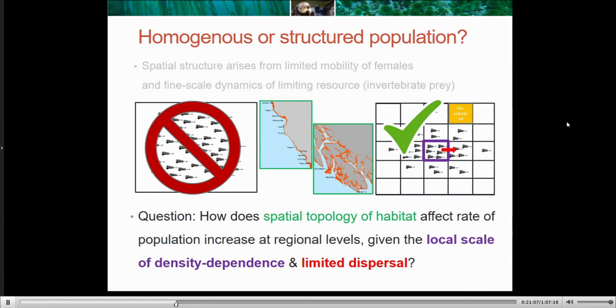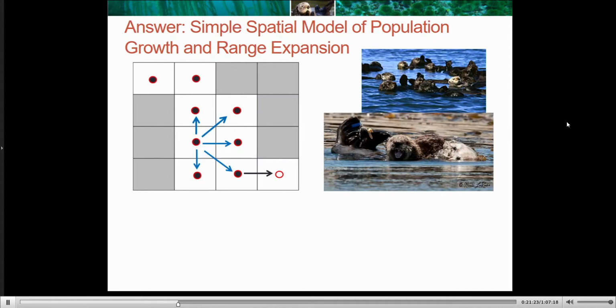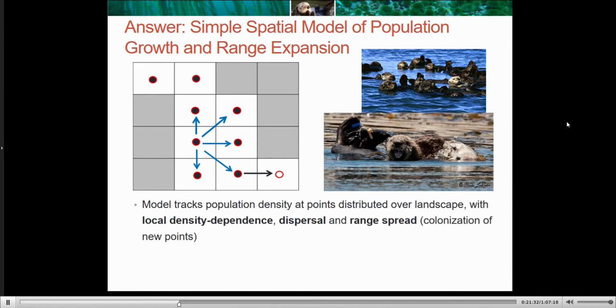So the question then is, given this local scale of density dependence and limited dispersal of individual animals, how does the spatial topology of habitat, and differences in that spatial topology, affect the rate of population increase at regional levels? We evaluated this question using a relatively simple, discrete diffusion model of population growth and range expansion. The model essentially just tracks dynamics of population density at points that we distribute over a landscape, either a theoretical or a real landscape.